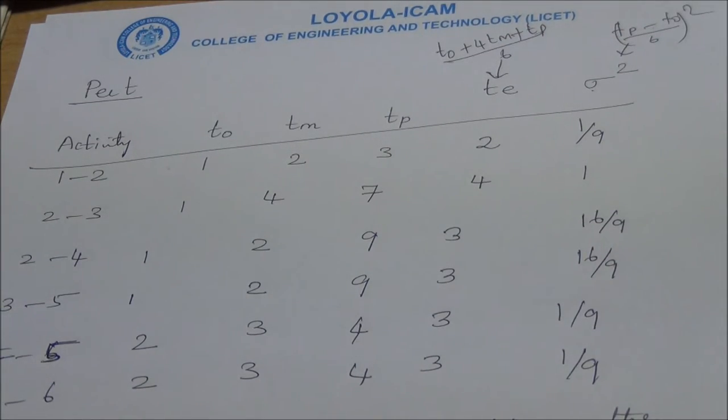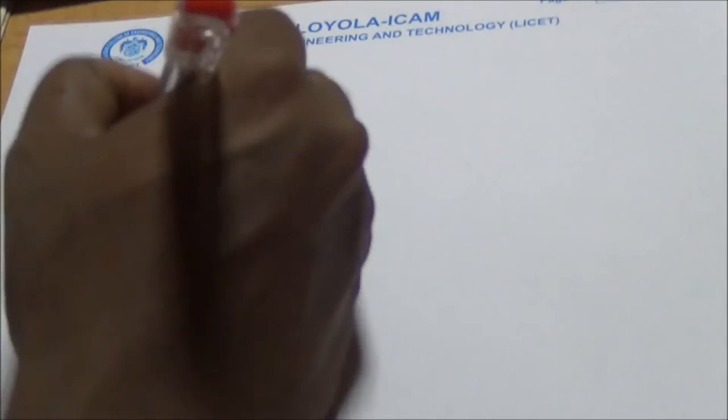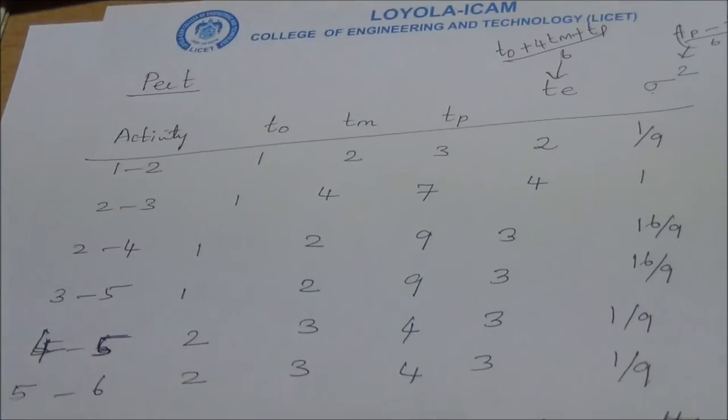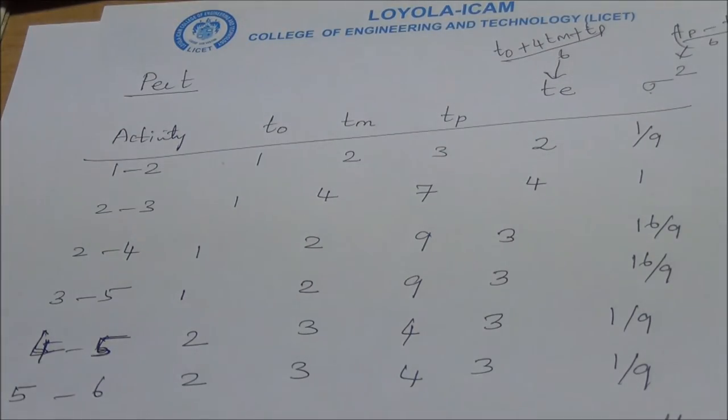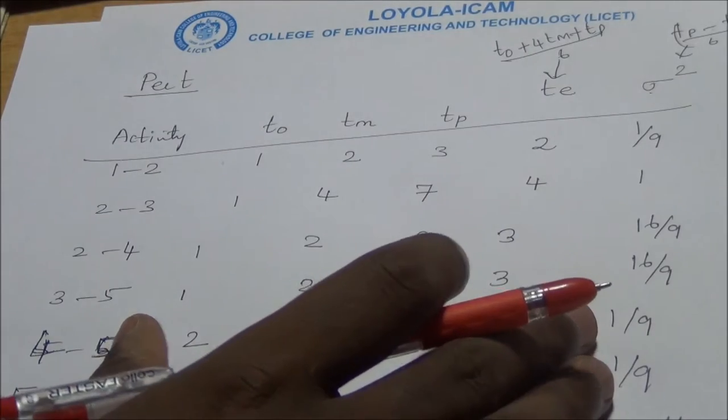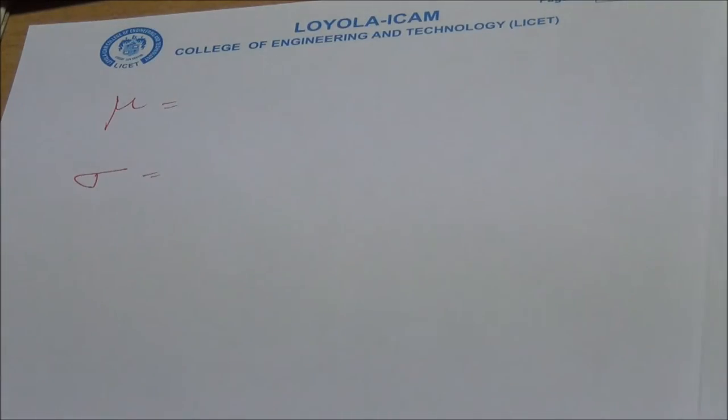Next step is, since we need to calculate the probability of completion time, we need to calculate mu and sigma. Mu is the summation of the project length, or the critical path of this network, and similarly for TE also. Next we have to calculate the critical path of this problem. Before that, we construct a network.